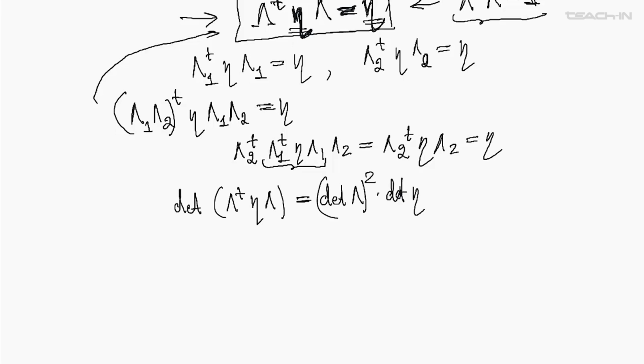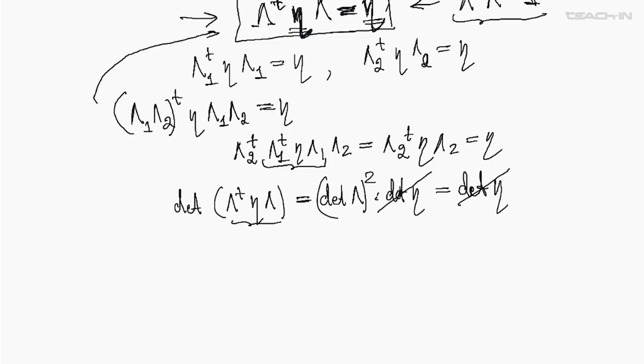And here I'm using the rule that under transposition, the determinant is unchanged. So determinant of lambda transpose eta lambda is determinant lambda squared multiplied by determinant of eta. But on the other hand, by the definition of Lorentz transformation, this is the same as the determinant of eta. And so determinant of eta is not equal to 0, right? It's actually equal to -1. And so I can cancel it. And so I get from here the condition.